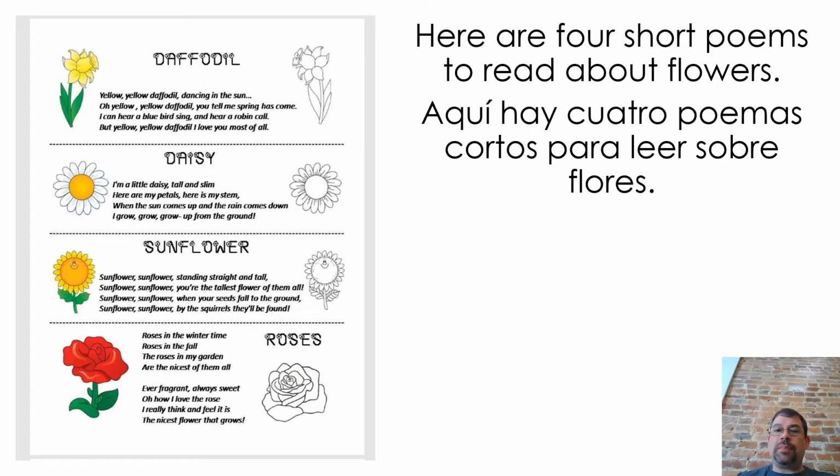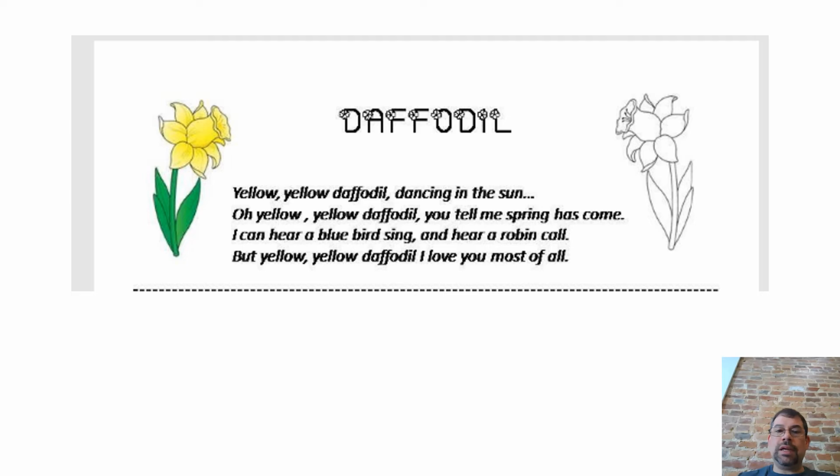Here are 4 short poems to read about flowers. Yellow, yellow daffodil, dancing in the sun. Oh, yellow, yellow daffodil, you tell me spring has come. I can hear a bluebird sing and hear a robin call. But yellow, yellow daffodil, I love you most of all.